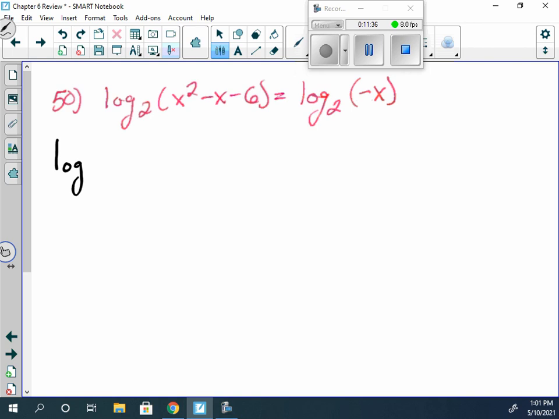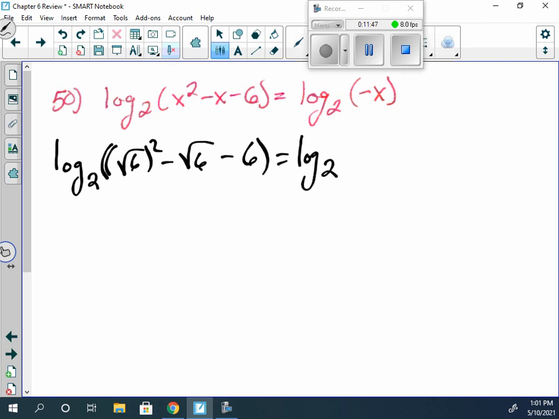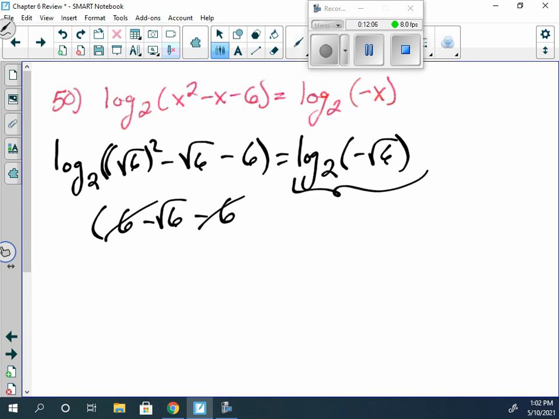Log base 2 of the square root of 6 squared minus the square root of 6 minus 6 is equal to log base 2 of negative square root of 6. Well, this already tells me that the square root of 6 doesn't work because in one of them I have negative square root of 6. And if we looked at the other side, well, this here would be 6 minus the square root of 6 minus 6. So really what I'm left with on this side is log base 2 of negative square root of 6. I cannot have a negative inside of the root.